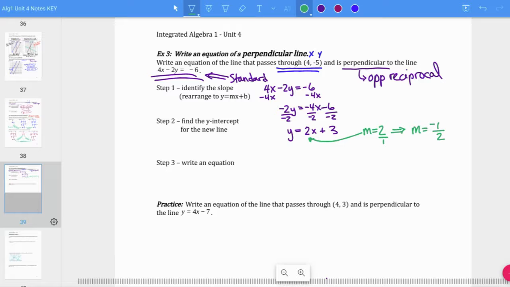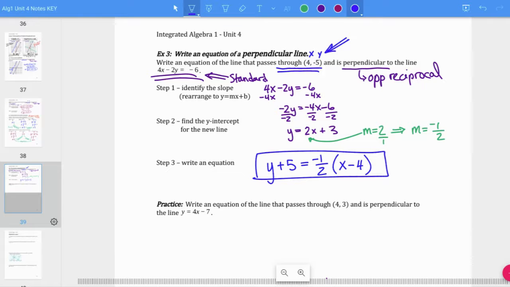It doesn't say what type of equation to write it in, so I have a point. Remember, this is my point up here, the 4, -5. And I have a slope, so let's go write it into point slope form. Y minus, my y coordinate is -5, so that becomes +5. My perpendicular slope is -1/2, and x minus the x coordinate of 4 goes right there. And you can rearrange it if you want into slope intercept, or you can just leave it like that. That's the equation of a line.